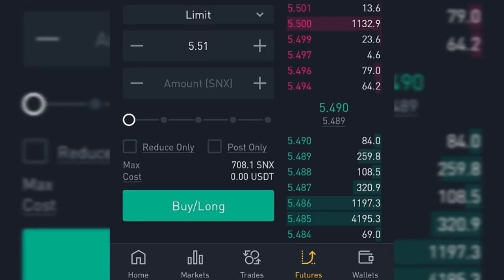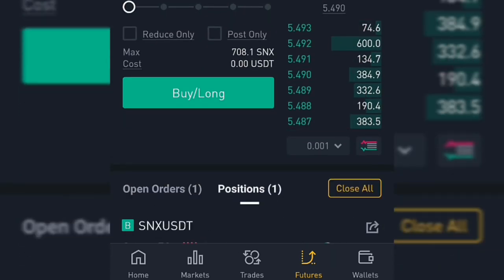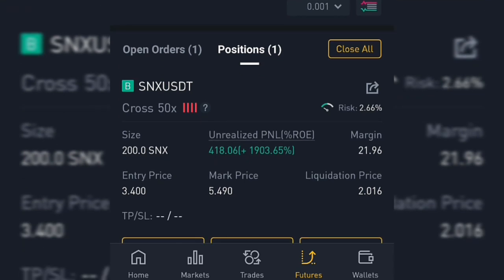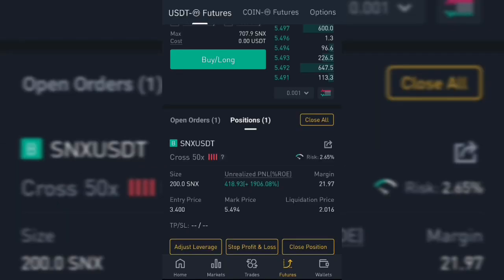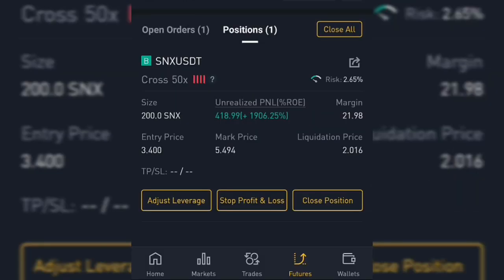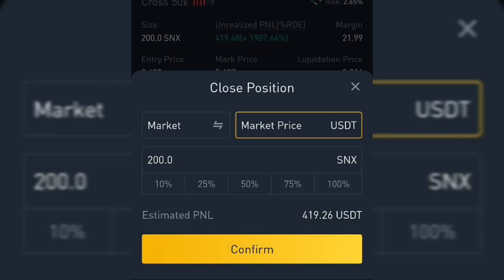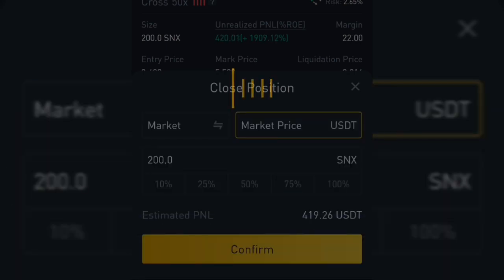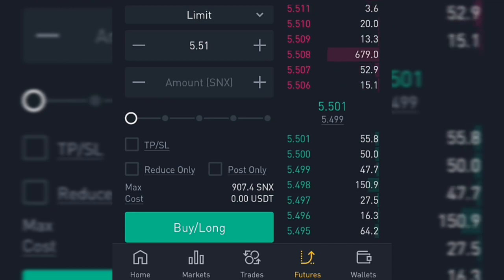Now this is my trade. I've been on this trade for some time right now. Now as you can see, I entered the trade at around 3.4 Synthetix. Right now I am up 1,900%. As you can see, it only cost me $22 to open this position. I've made about $418. Now I am about to close this trade and take my profit. The trade has been closed and I've taken my profit on this trade.